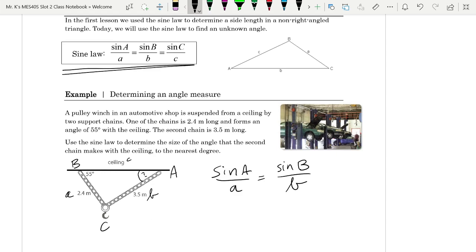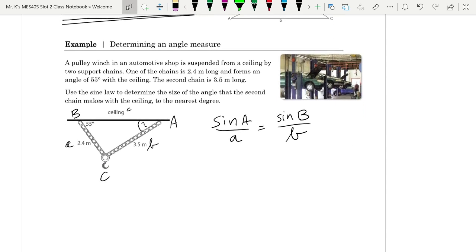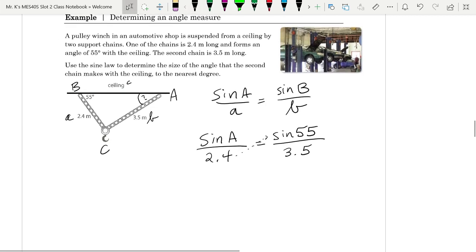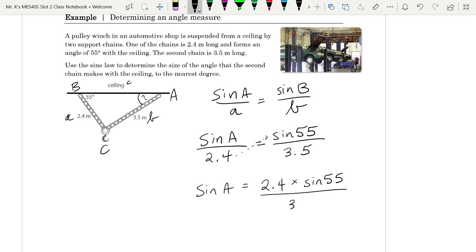All right, let's plug in our numbers. I don't know angle A yet, so I'm leaving that as angle A. But I do know side A. It's 2.4. And I know angle B. It's 55. And I know side B is 3.5. So once again, the rule is cross and multiply. So sine A is now all by itself, and I have 2.4 times the sine of 55 all over 3.5. And now we punch buttons.